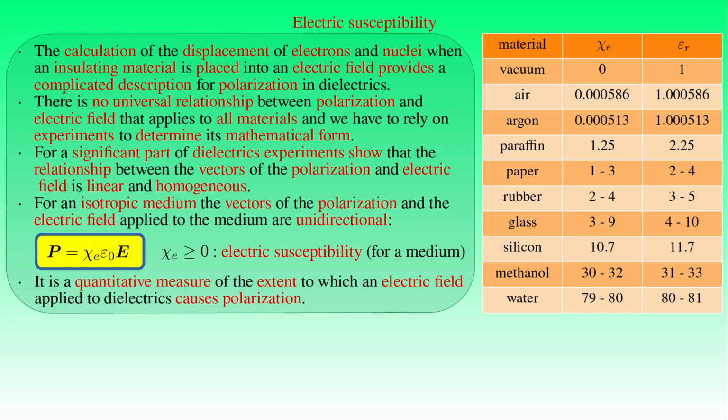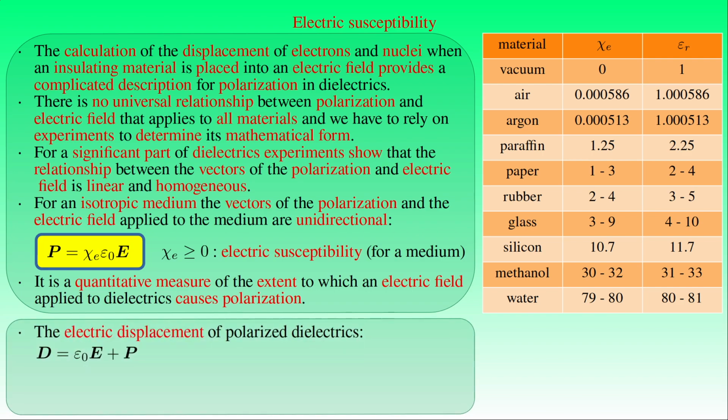We define the electric displacement vector D by the sum of epsilon naught times the vector E and the vector P. By substituting the relation between the vectors P and E into this equation, we can write the vector D as epsilon naught times (1 plus chi E) times the vector E.